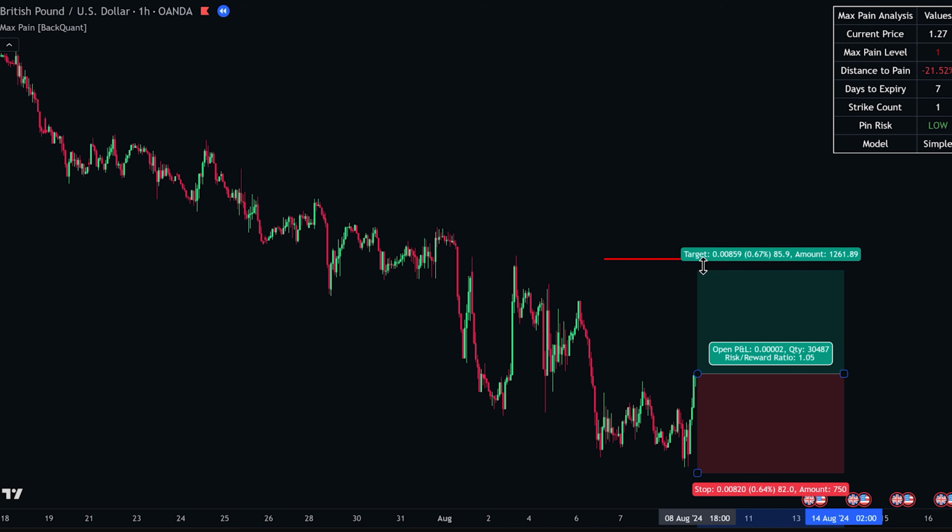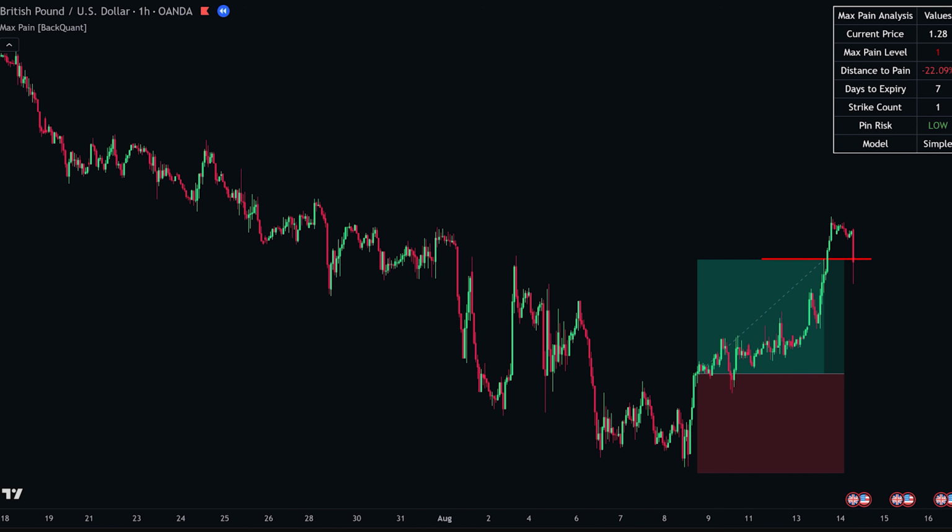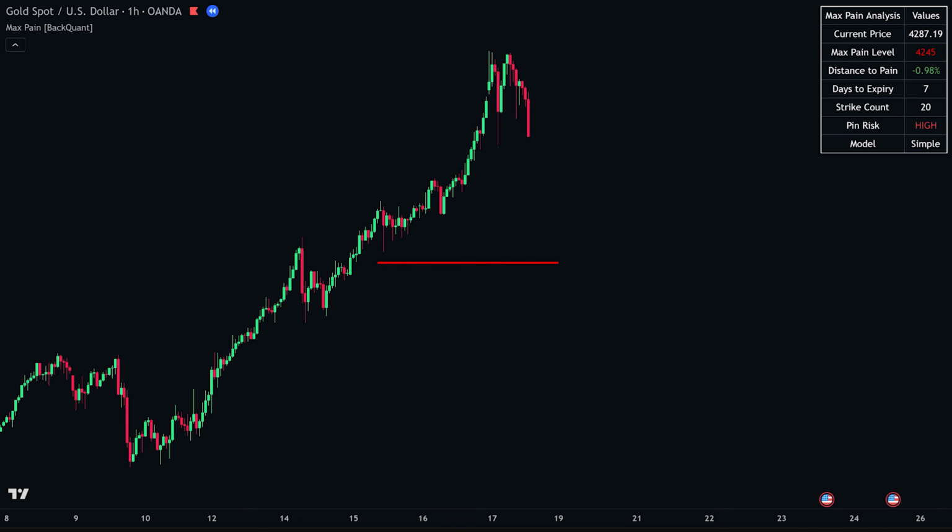Set your take profit directly at the red max pain line. That's your main target. If this setup plays out correctly, you'll notice price slowly gravitates back upward, tapping the max pain level as expiry pressure builds. This is one of the simplest setups to backtest because the max pain line acts like a magnet pulling price back toward balance. For a sell trade, the logic is the same but flipped.